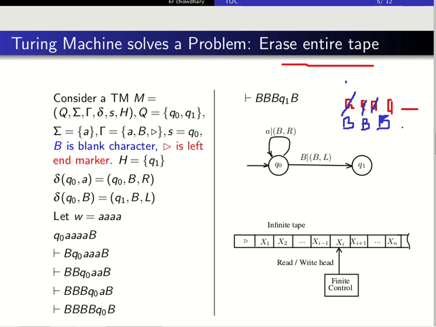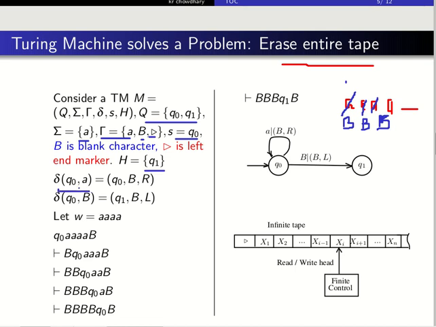Okay, so here are the specifications. Very simple problem. So this is the Turing machine. There are only two states, Q0 and Q1. There is only one input alphabet A, and the tape alphabet consists of A, the blank symbol and the left end marker. The starting state is Q0, and Q1 is a halting state. The moment you reach Q1, the machine will halt.